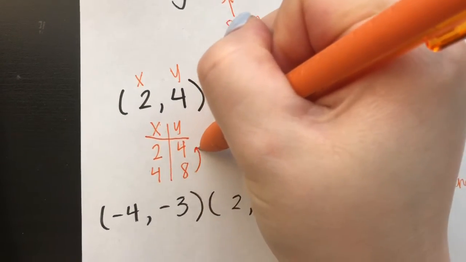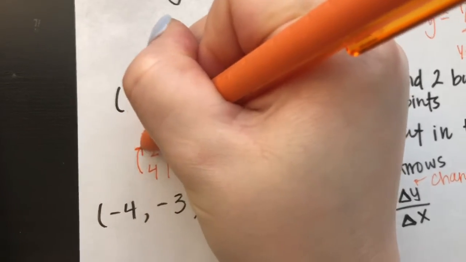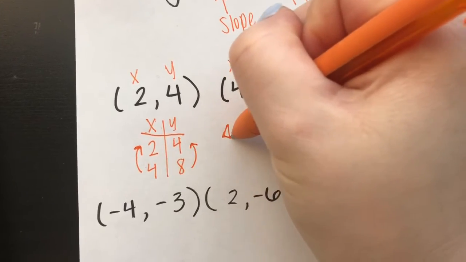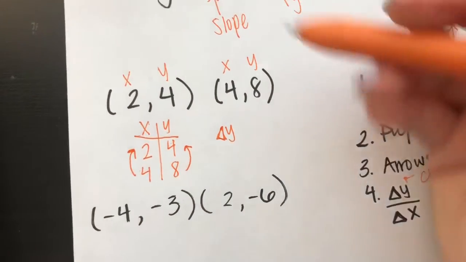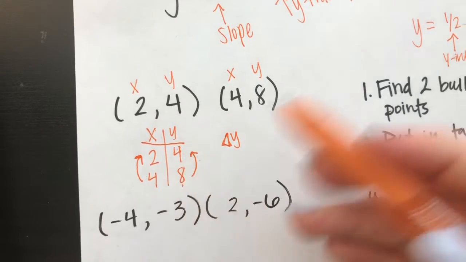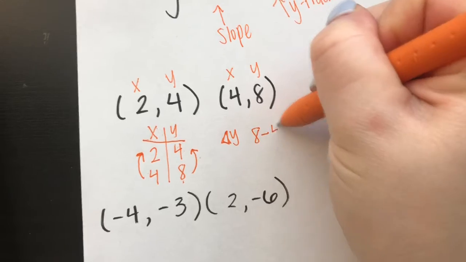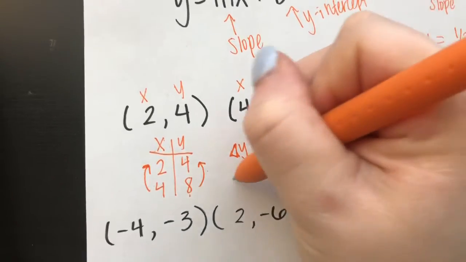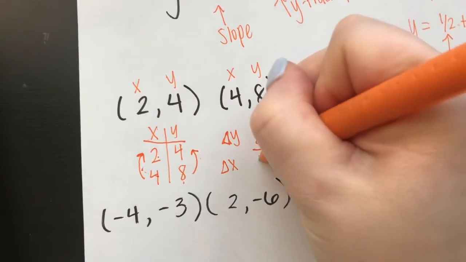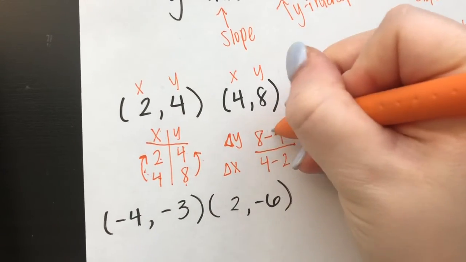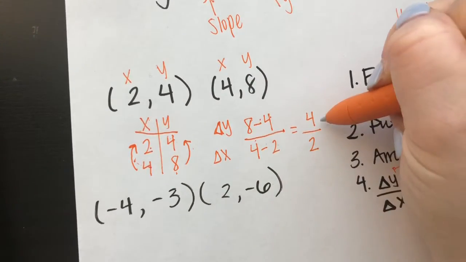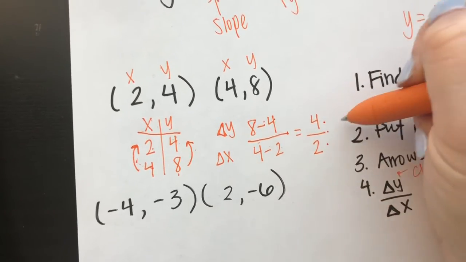So I'm going to draw the arrows. I like to go up, but you can do it whichever direction as long as your arrows are in the same direction. So we're going to start with delta y, which is your change in y first. These arrows tell me we're going to say 8 minus 4. So on top we're going to put 8 minus 4 over, what's my delta x? 4 minus 2. So 8 minus 4 is 4. 4 minus 2 is 2. 4 divided by 2 is 2.